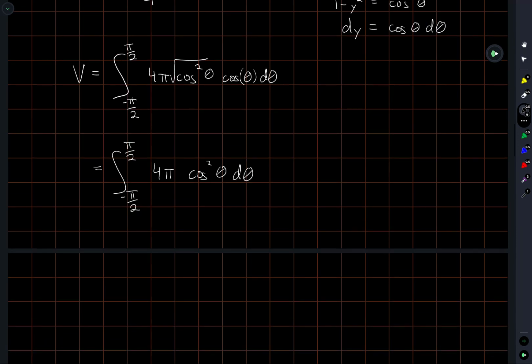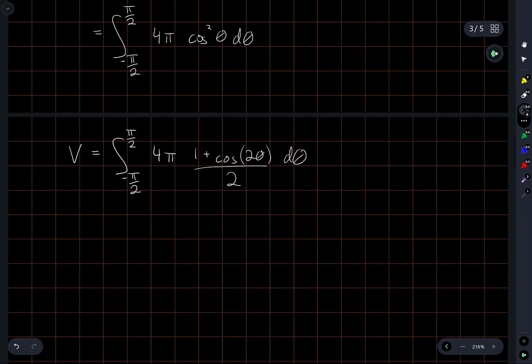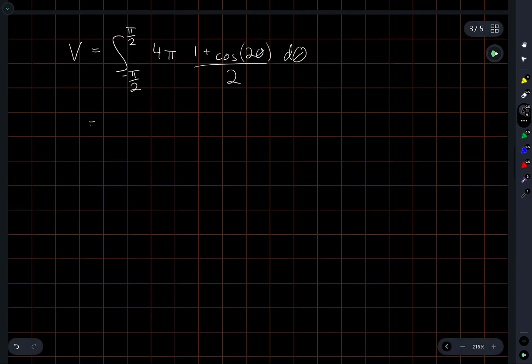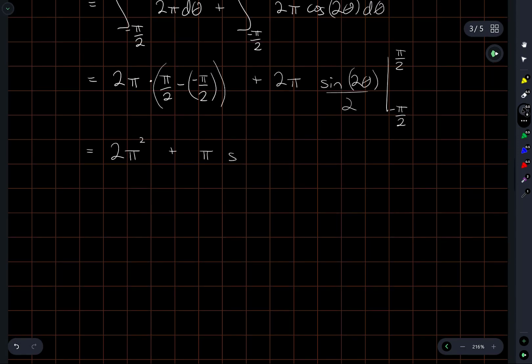I'm going to use a simple trig identity to make a substitution for cosine squared. And now we have an integral that we can do using direct techniques of integration, knowing the antiderivative of straightforward trigonometric functions. And the final volume we get is 2π².